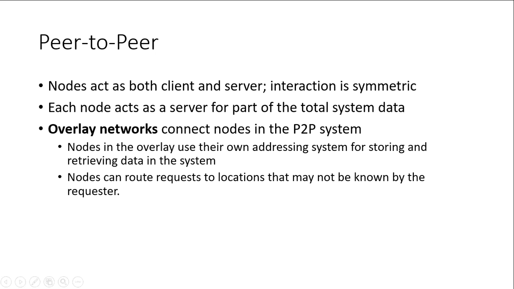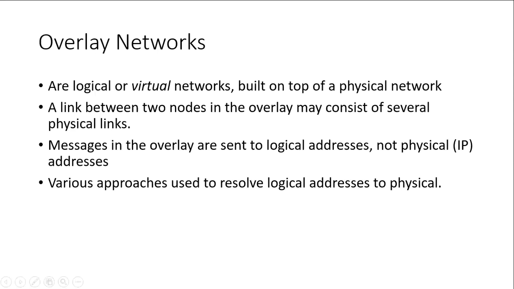Overlay networks connect nodes in a P2P system. So what are overlay networks? Overlay networks are actually logical networks that are laid down above the physical network. Nodes in the overlay use their own addressing system for storing and retrieving data in the system. Nodes can route requests to locations that may not be known by the requester.